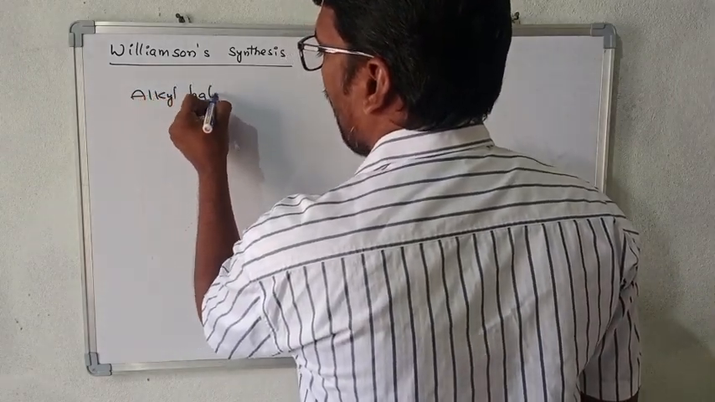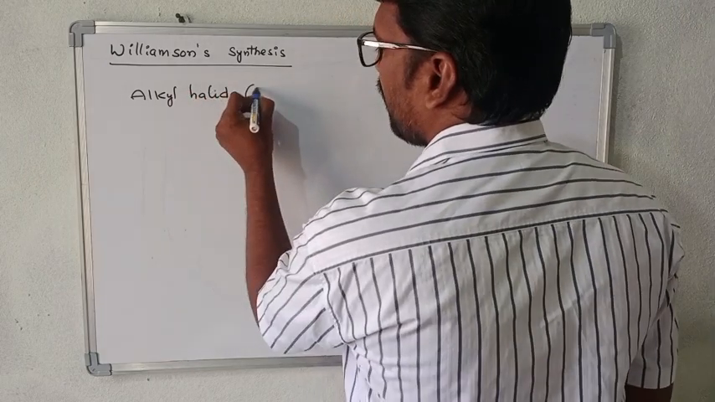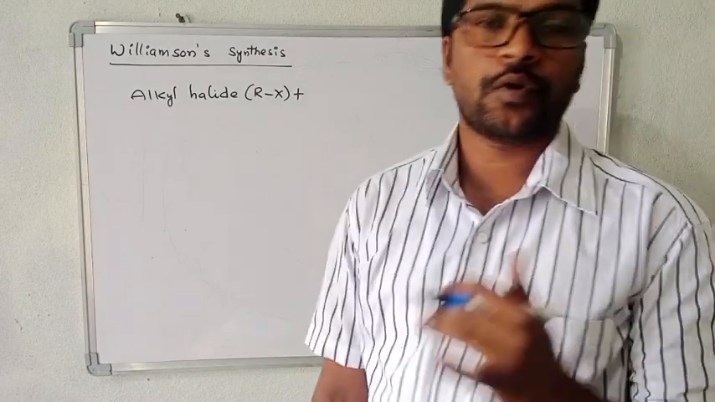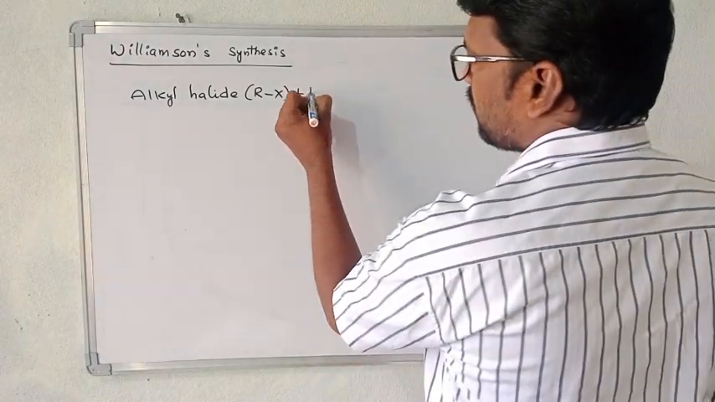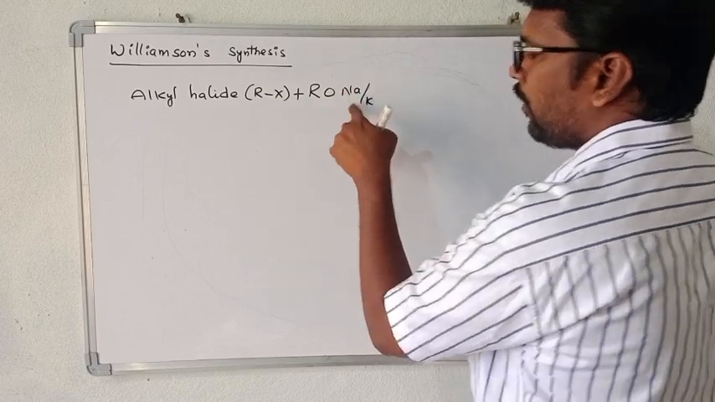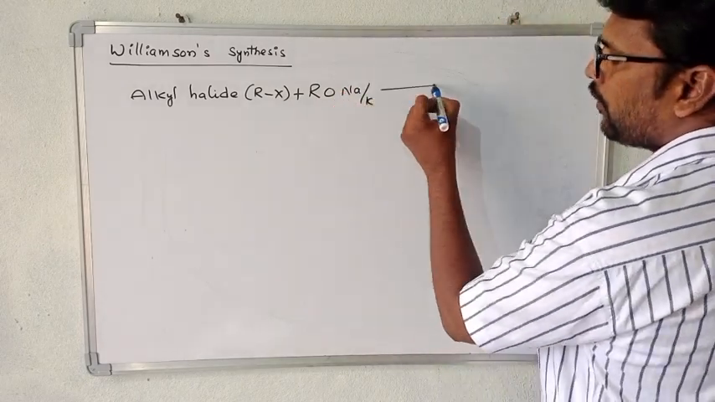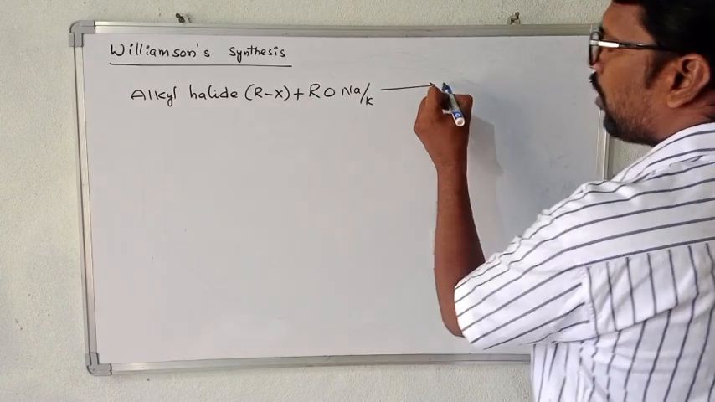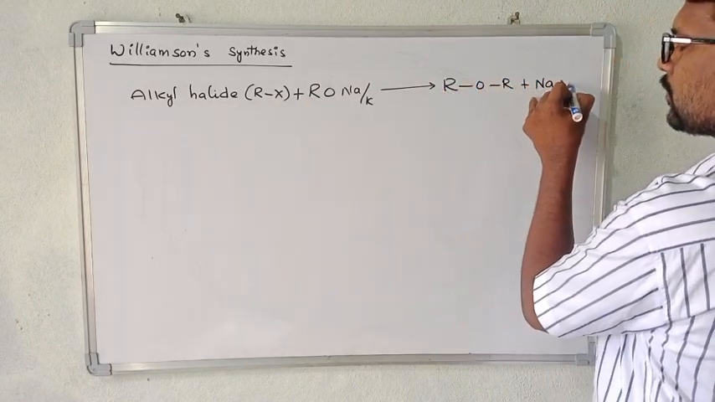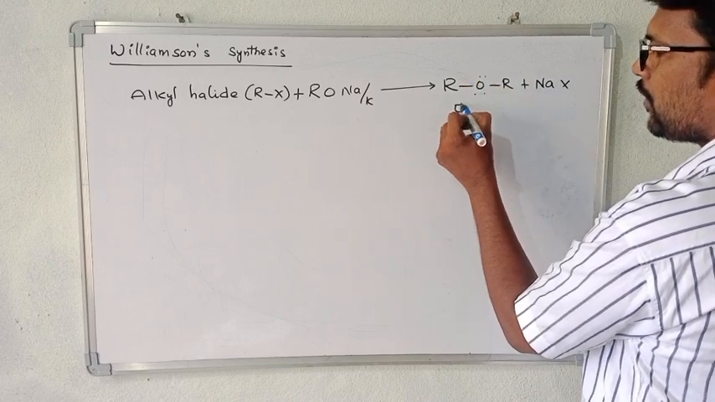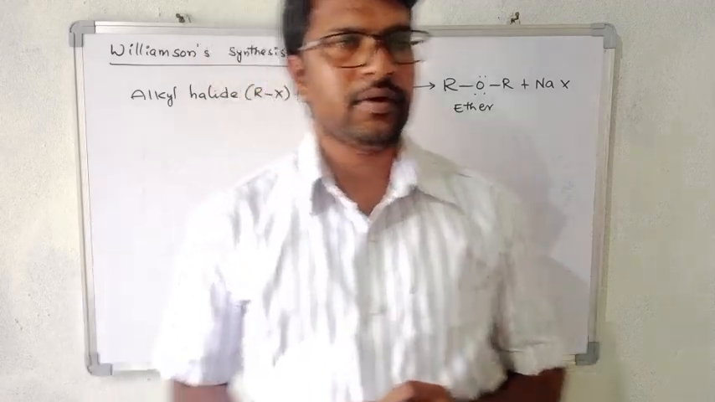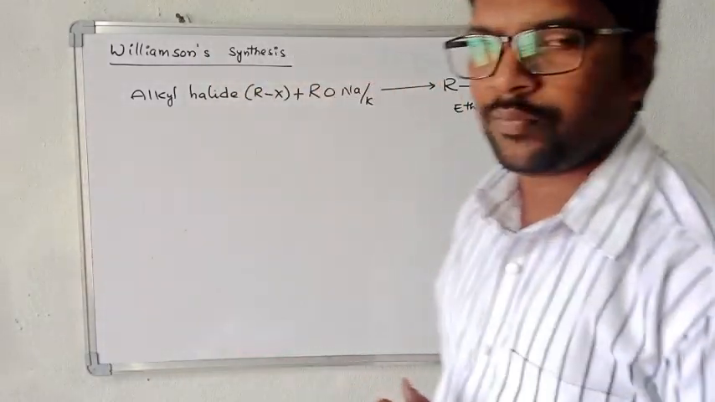Here alkyl halide, generally we take RX. It can be reacted with sodium or potassium alkoxide. That means we take RONa or ROK. It is sodium or potassium alkoxide. In this reaction, ROR is formed and the byproduct is NaX. It is the preparation of ether from alkyl halide and sodium or potassium alkoxide. It is the best method for the preparation of ethers.